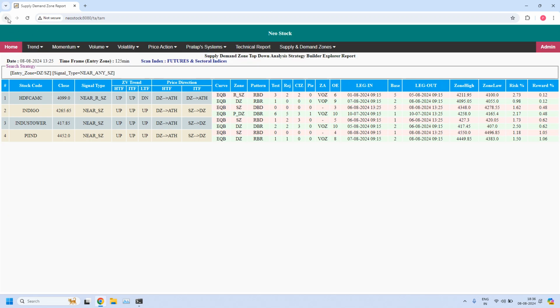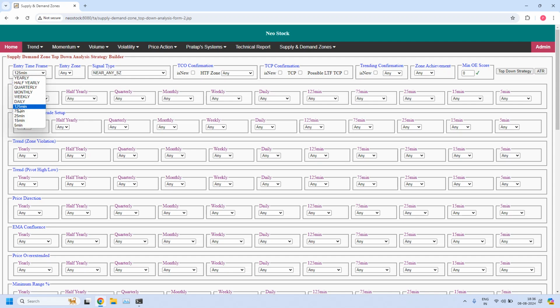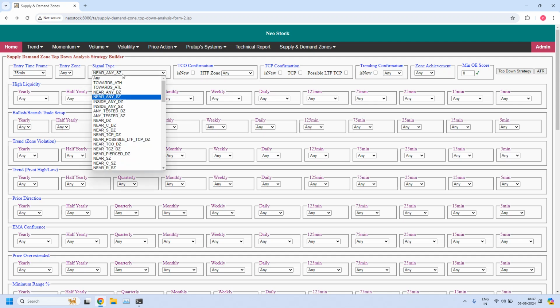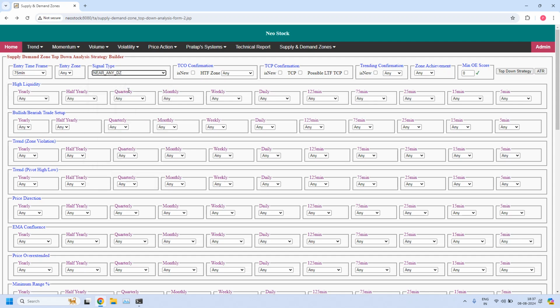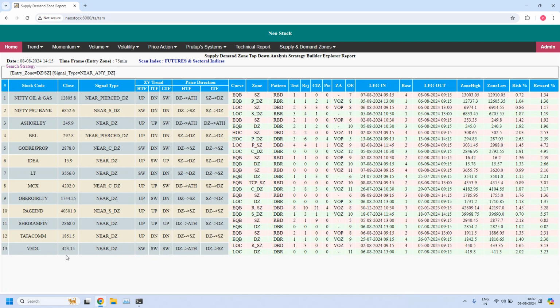And the next time frame is 75 minutes. Entry time frame is 75 minutes. Let us find the stocks near 75 minutes demand zone. 13 stocks are filtered near to the 75 minutes demand zone. Let us identify high liquidity 75 minute zones from this list.